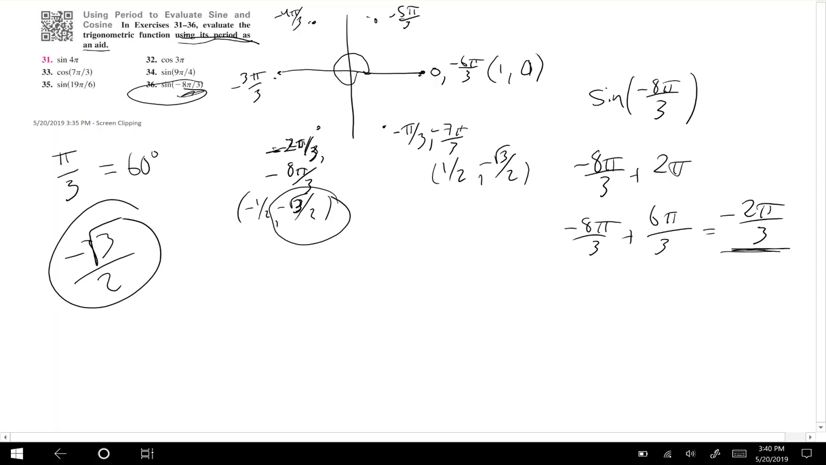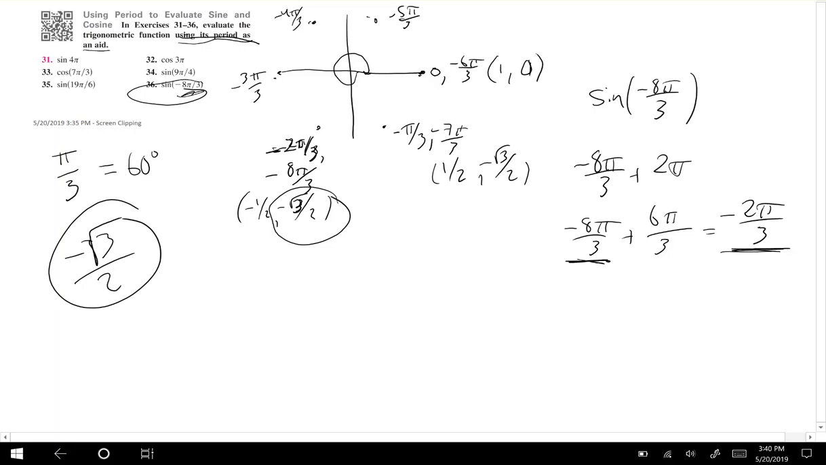Now, maybe this angle is more familiar to you than this angle. So that's how that could be helpful. By adding 2 pi, by adding a period, we can still figure out the location and the sine value, or cosine value if we need to.